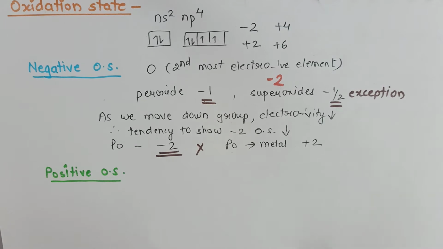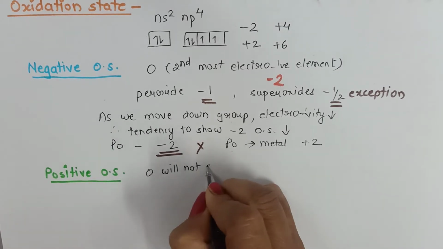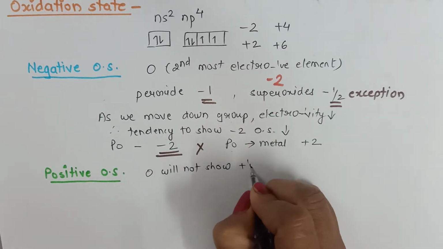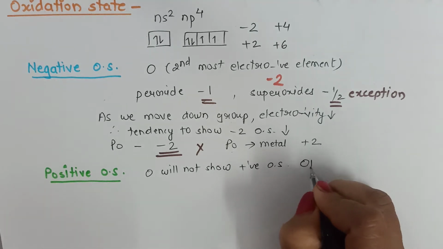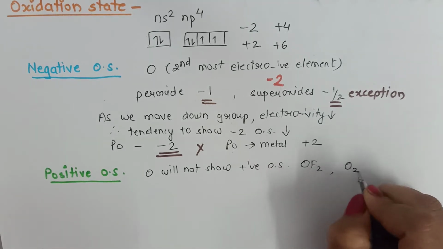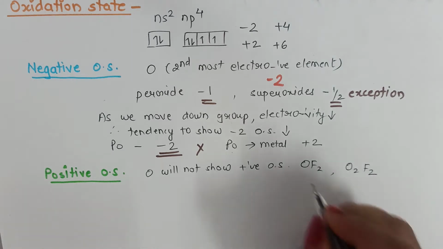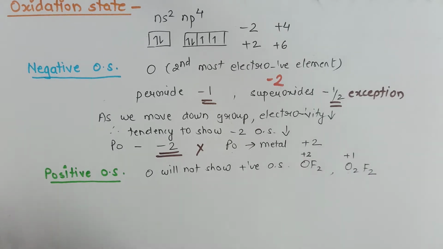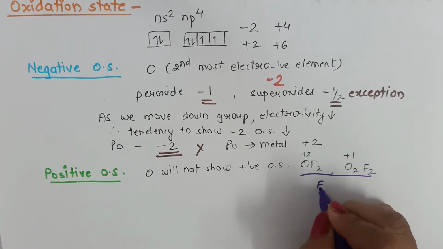Now positive oxidation state. As such, oxygen being the second most electronegative element, it will not show positive oxidation state. The exception is fluorides, like in OF2 or O2F2. In OF2, oxygen will show +2 oxidation state, and in O2F2 it will show +1 oxidation state. Now this is an exception. You have to remember this.